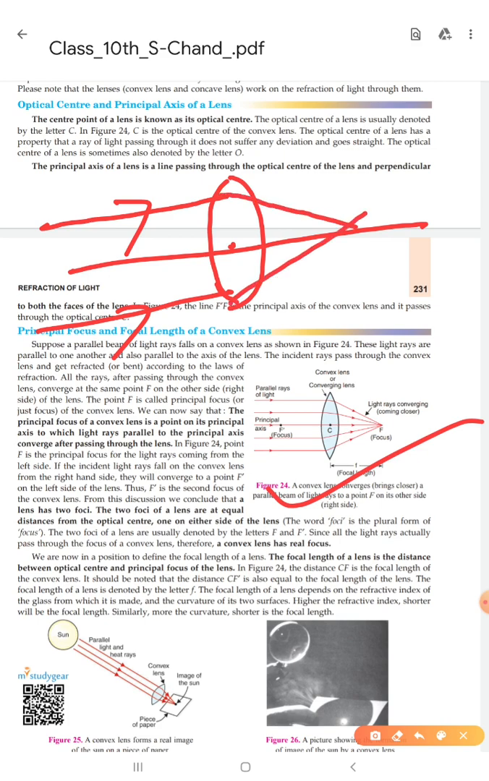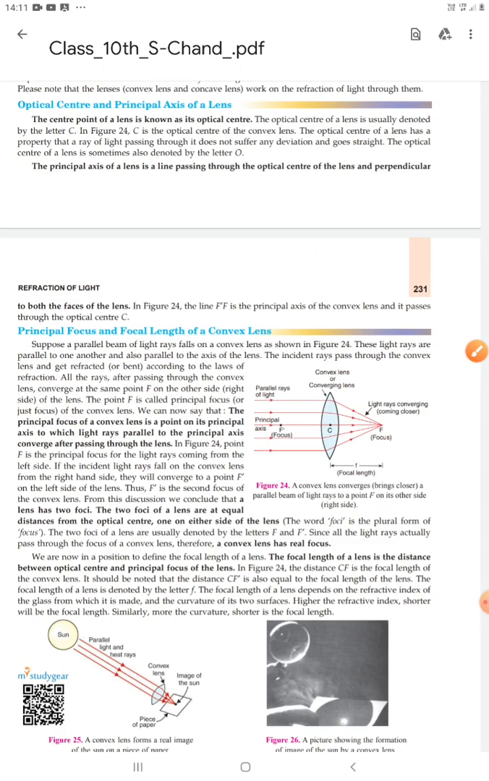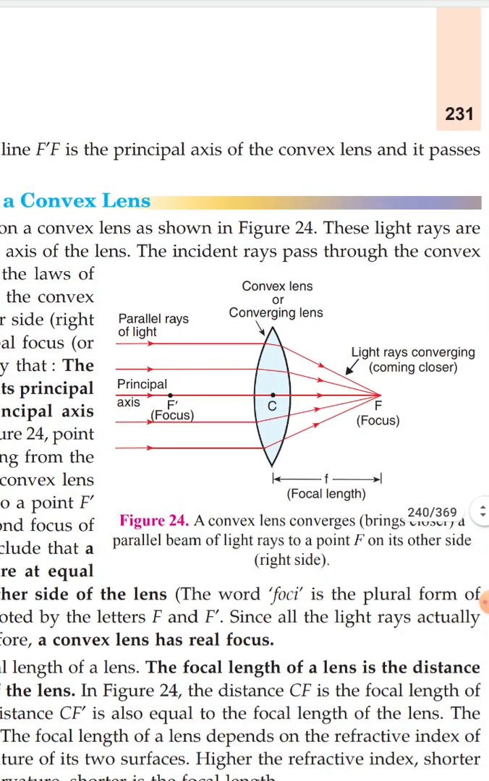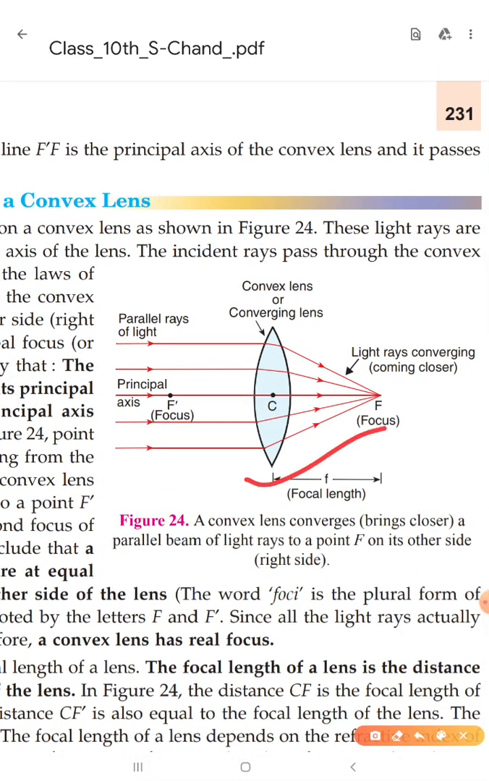So this point is called the focus. This is a very important thing. You can see in this diagram, this is a lens and this is the optical center. The midpoint of a lens is called the optical center, and the line which moves through the optical center is known as the principal axis. This line is the principal axis.